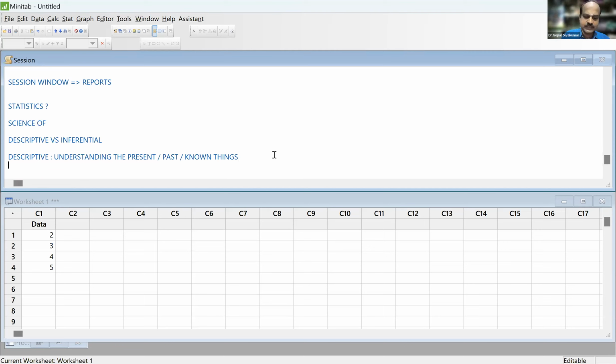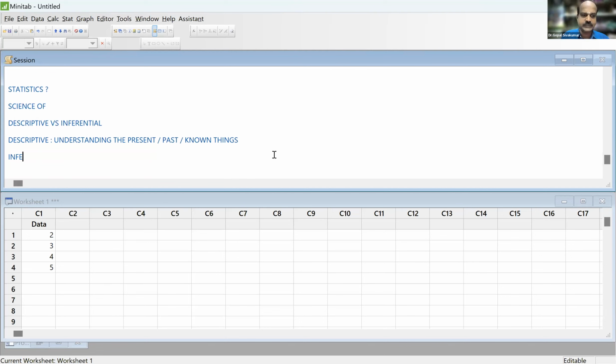But inferential means again we use data, but this time we want to predict the future. That means the purpose is prediction. Earlier, the purpose is just to understand and verify. We have some understanding, we want to have deeper understanding, we want to get it verified. So we collect data and get it done. That's descriptive.